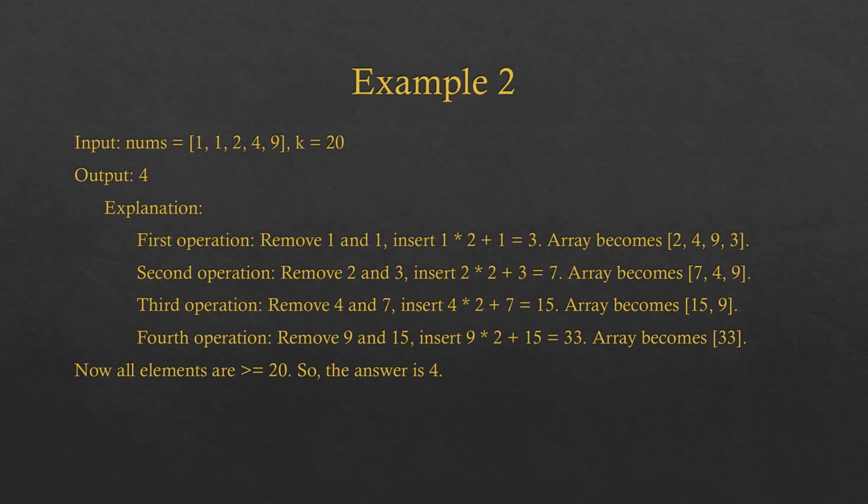In the fourth operation, we remove 9 and 15 and the new number is 9 times 2 plus 15, which equals 33. The array now becomes 33. Now all elements are greater than or equal to 20. The answer is 4 operations.